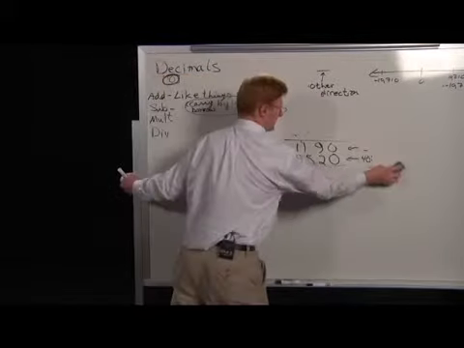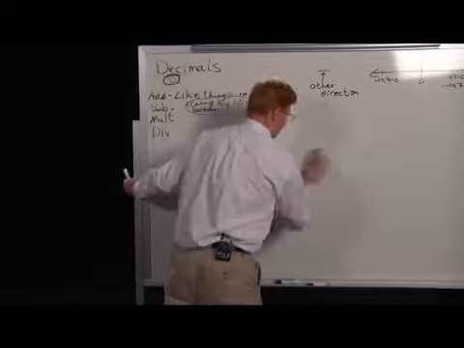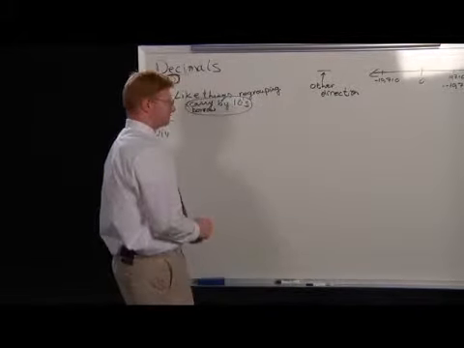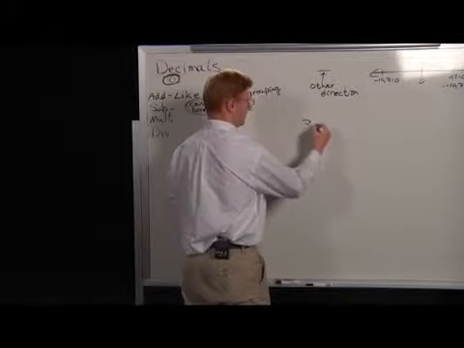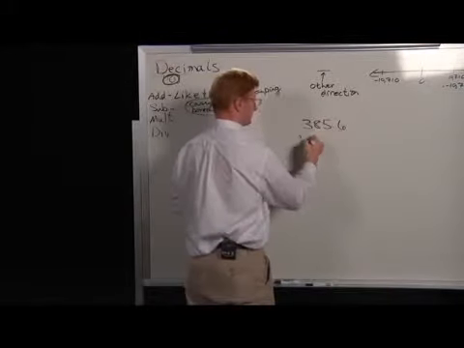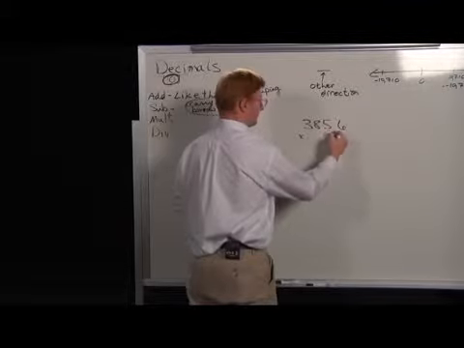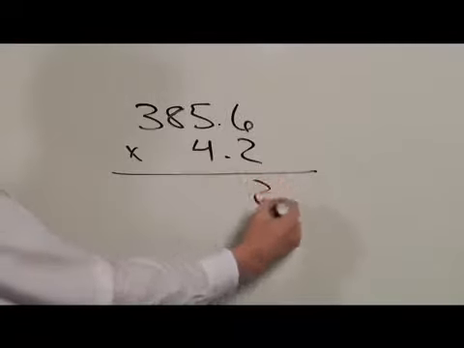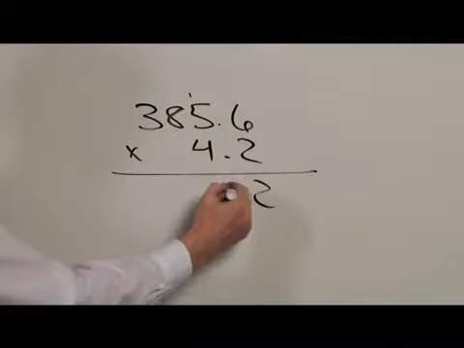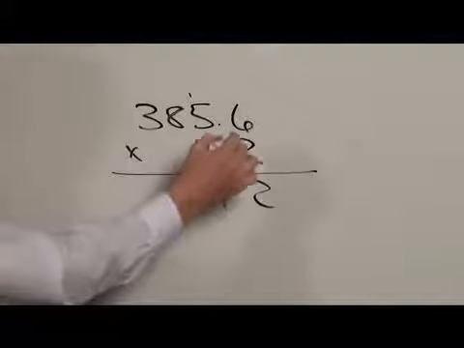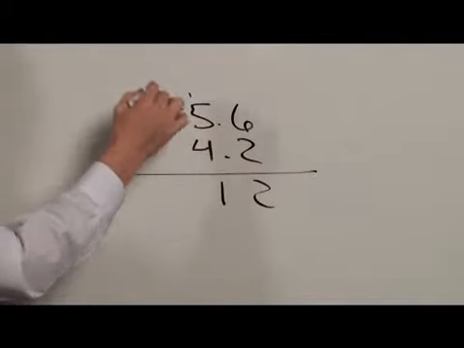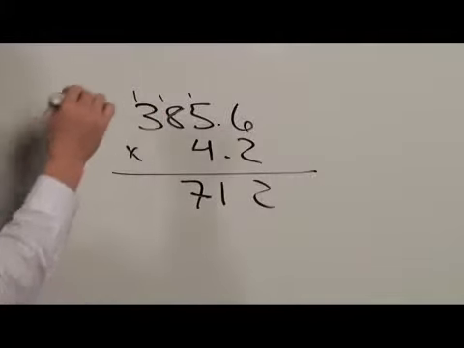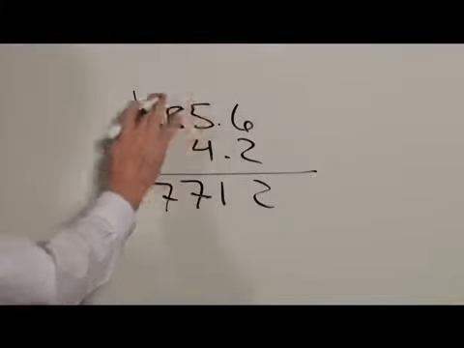Okay, so that was multiplication. Multiplication involving decimals or zeros is kind of handy. Let's do one more. 385.6 times 4.2. So we're going to do the exact same thing. 2 times 6 is 12 with a little 1. 10 plus 1 is 11. 2 times 8 is 16 plus 1 is 17. And 2 times 3 is 6 plus 1 is 7.